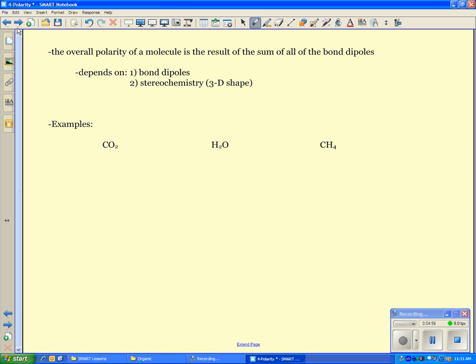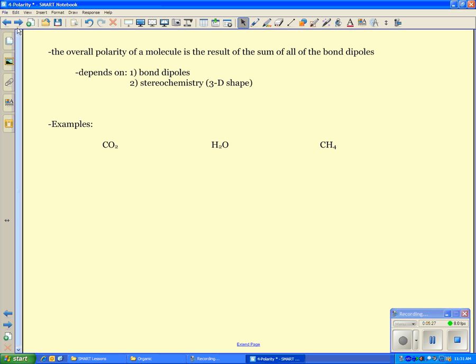Besides just polar bonds, we need to look at the idea of polarity for a molecule in total. So the polarity of a molecule is the result of the sum of all of the bond dipoles. So there's two things we need to consider if we want to determine the polarity of a molecule. First off, does it have bond dipoles? Is there even a difference in the electronegativity of the atoms? Second is the stereochemistry, or the three-dimensional shape that that molecule is making. So let's look at a couple of examples of molecules.